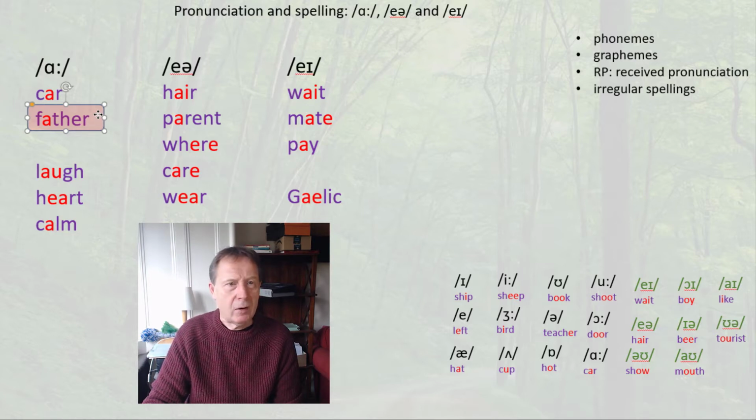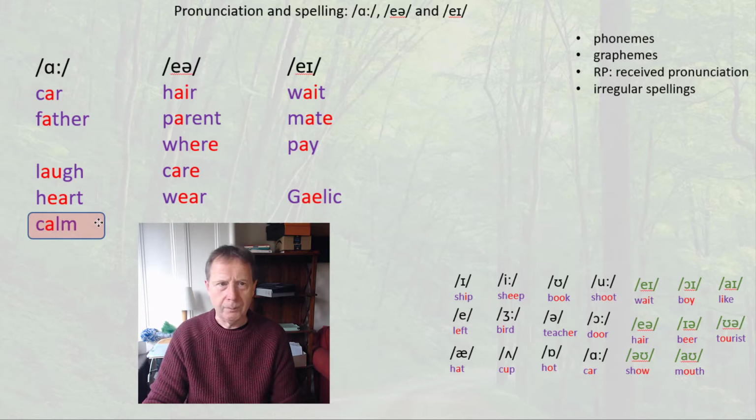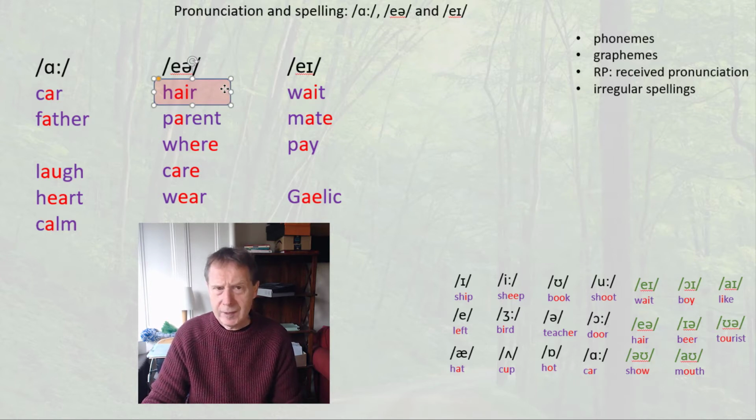Here are some irregular spellings, for example, AU, as in laughter, or EA, as in heart. And sometimes it has an L after it, like calm or palm. But the normal spelling is the letter A. Now the next one is air. Now normally, words with this sound have the letter R after the vowel. Here, for example, hair has the letter R after AI. So this is a very common spelling for this sound.